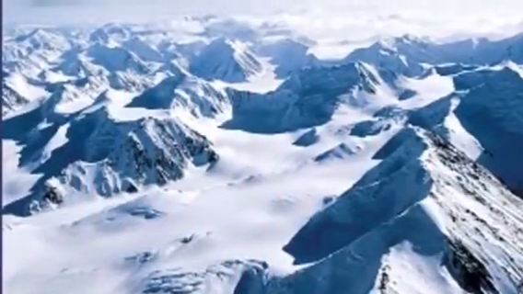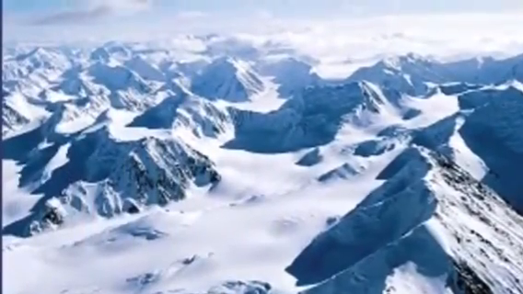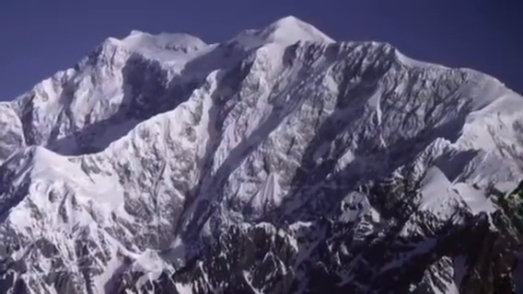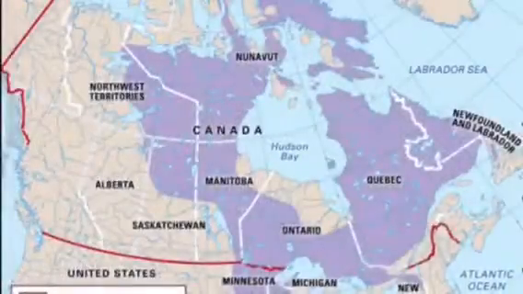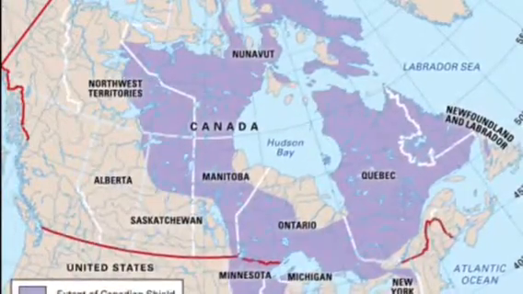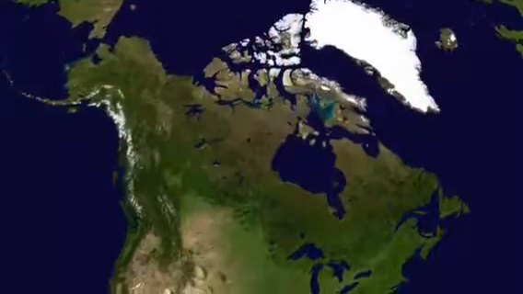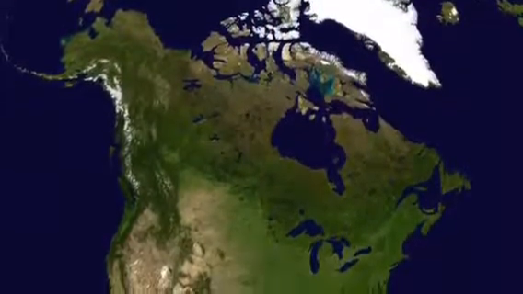Canada also has some special landforms, like the Yukon, home to Mount Logan, the highest peak in Canada. Canada also contains the Canadian Shield, which is an area of rock covered by a thin layer of soil. We can't forget about the different bodies of water.